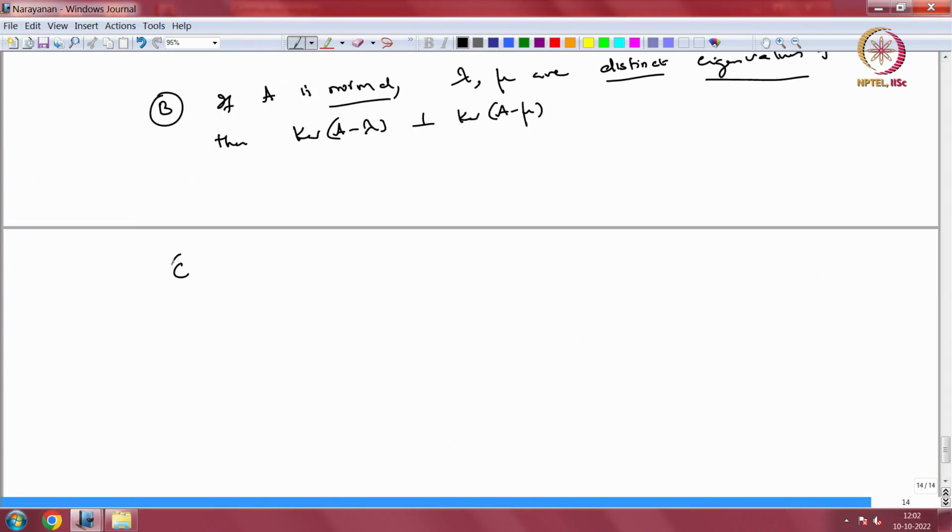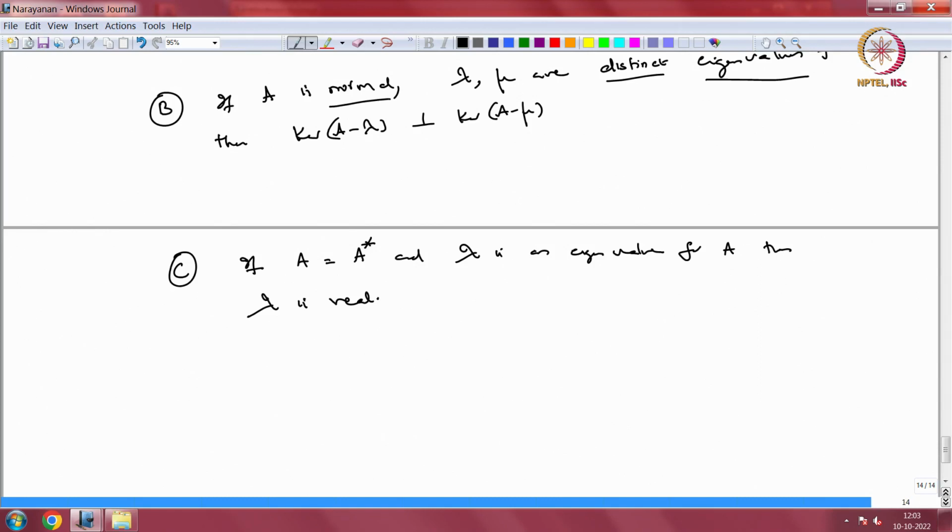One more: if A equals A star, meaning it is self adjoint, and lambda is an eigenvalue for A, then lambda is real. So once it is self adjoint, the eigenvalues are real.